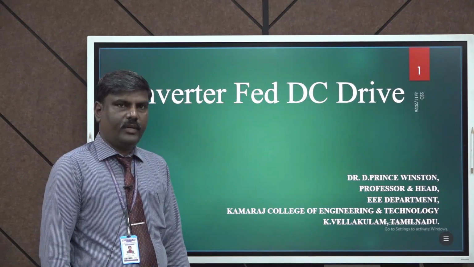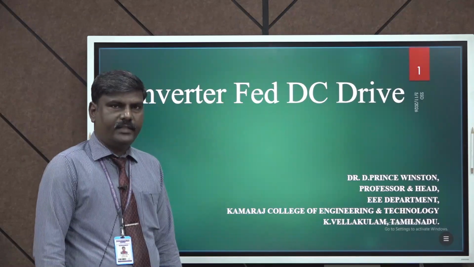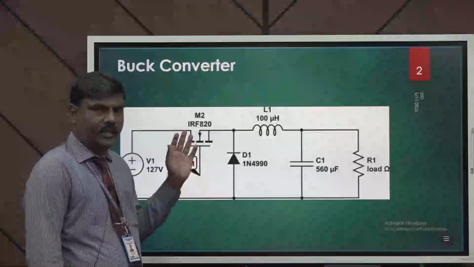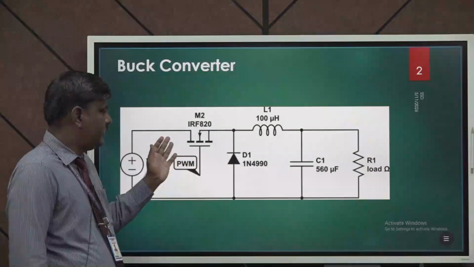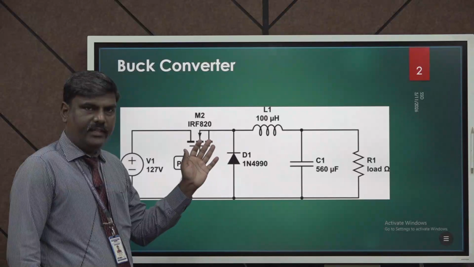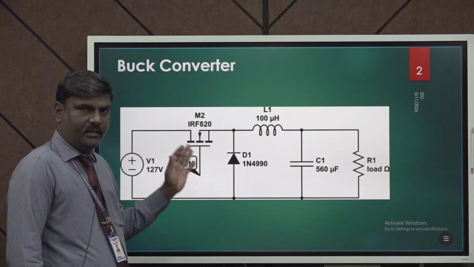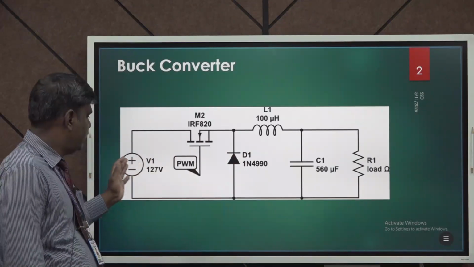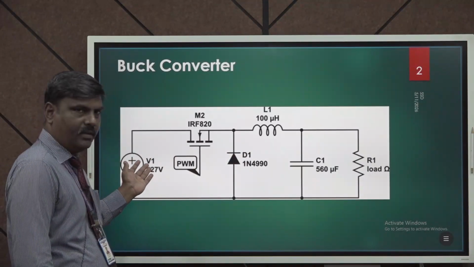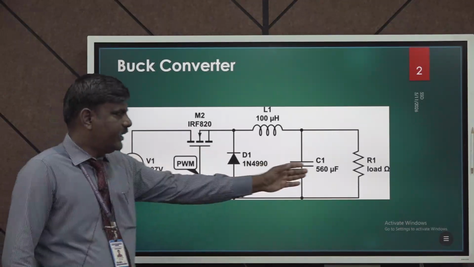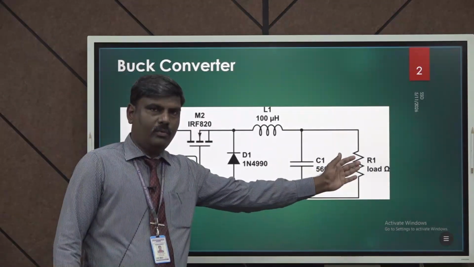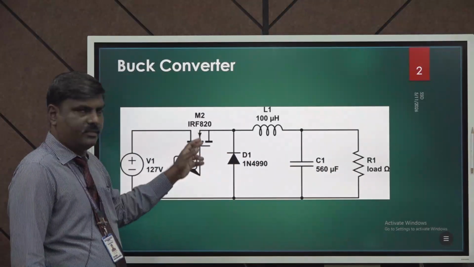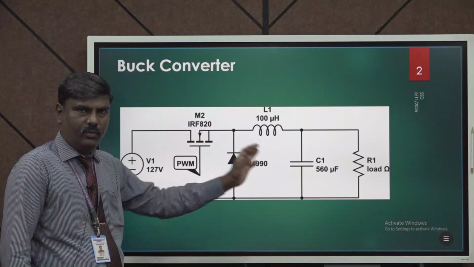In this video, we are going to see how DC converters are used to control the DC motor drives. This is the circuit of buck converter. Buck converter is used to vary the DC voltage. In buck converter, the output voltage is always lesser than the input voltage. For example, if you are supplying 127 volt at the input terminal, you can get voltage between 0 to 127 at the output terminal. Here, the duty ratio of this MOSFET switch is varied to vary the voltage.